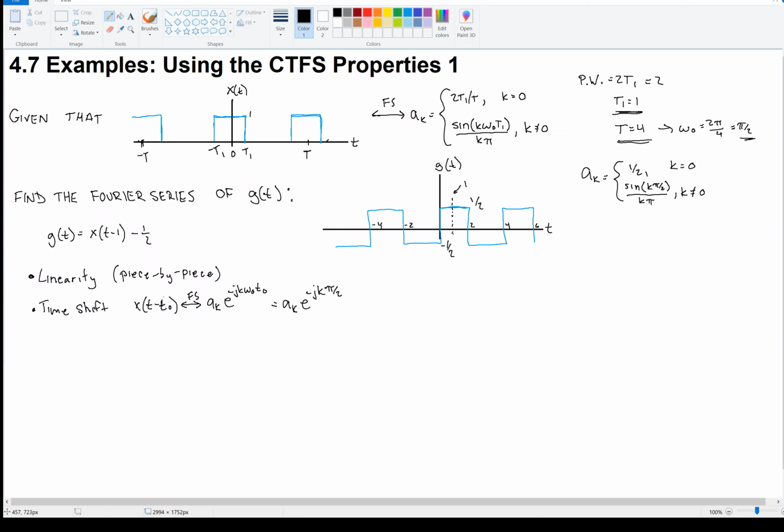Well, let's call the 1/2 bk's. Let's have the 1/2 have Fourier series coefficients denoted by bk, because we already used ak for x of t. So what about 1/2? We've never talked about the Fourier series coefficients of a constant.